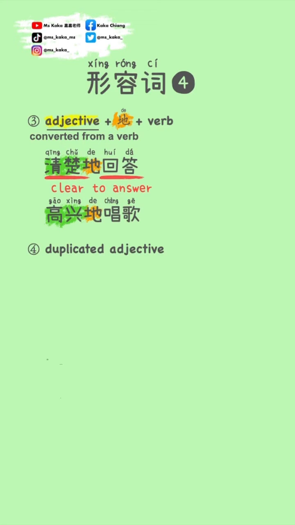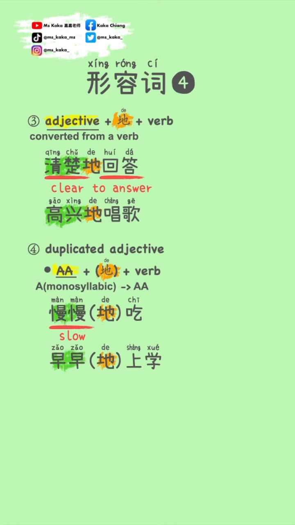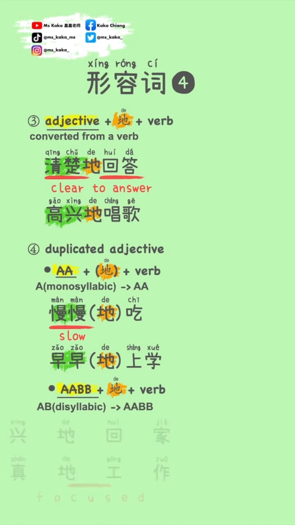Now let's explore how we employ duplicated adjectives to modify verbs. For a monosyllabic adjective, you can optionally add the particle de after it. However, with a disyllabic adjective, you must place the particle de after it.